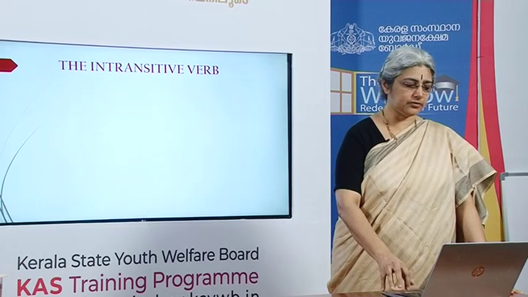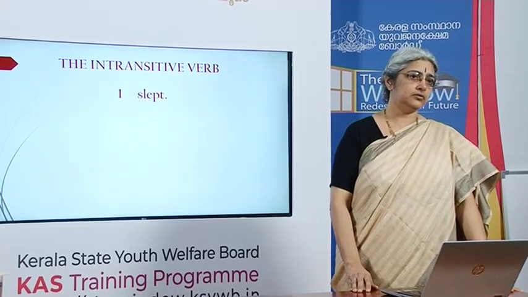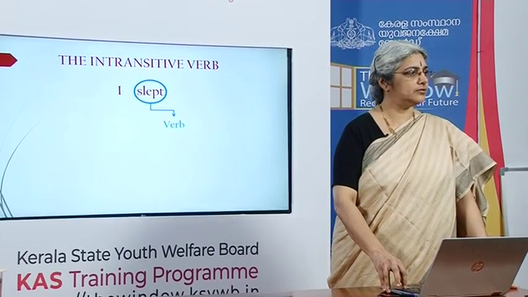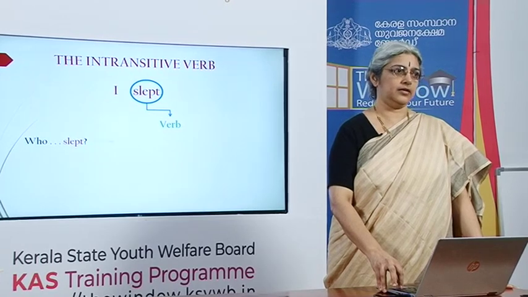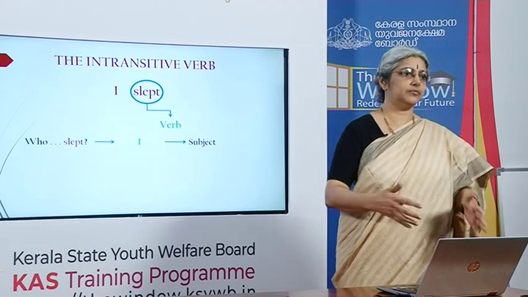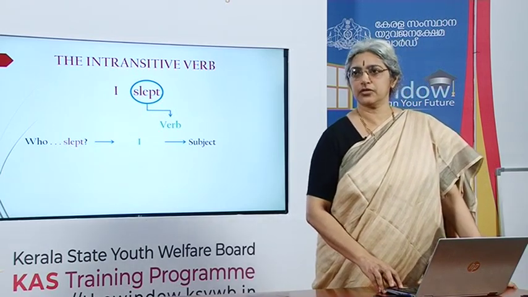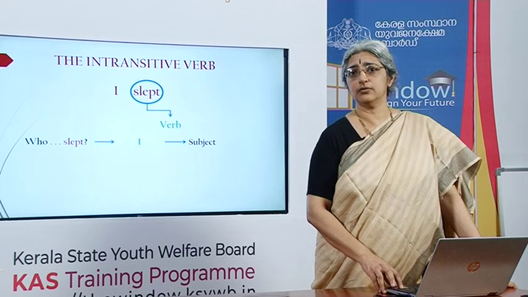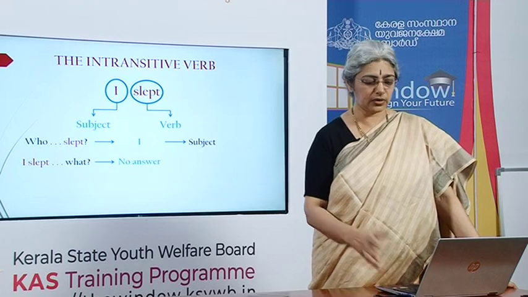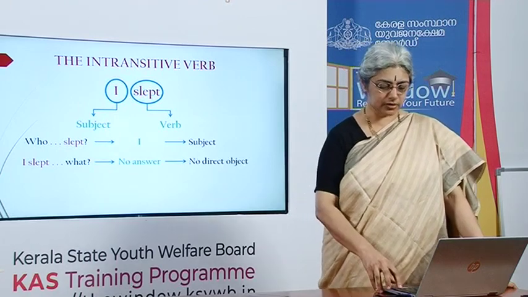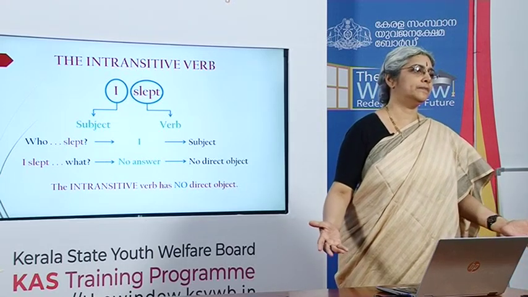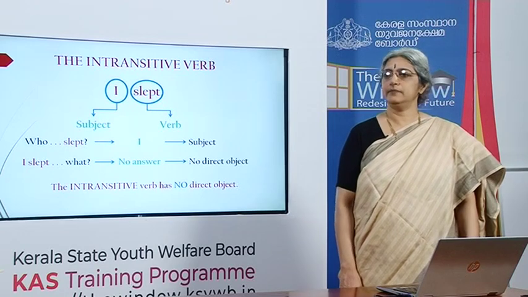All right. So, look at the sentence. I slept. So, you identify the verb slept. Who slept? I. Okay. So, what is I? Subject. So, then we ask the next important question. You run the subject and the verb together and you ask, what? I slept what? Do we have an answer? No. We do not have an answer. So, this is called an intransitive verb. An intransitive verb is a verb that does not take any object. Clear?